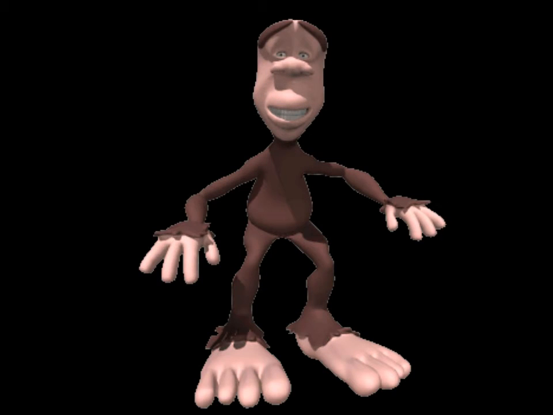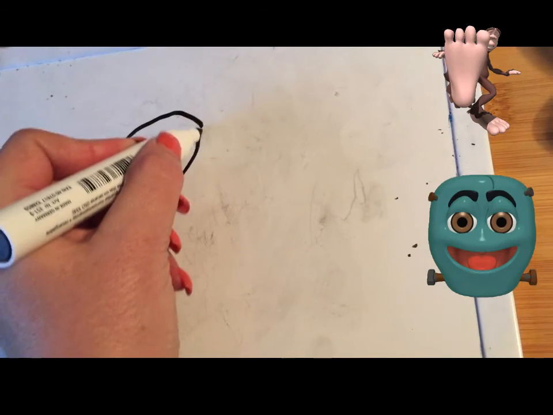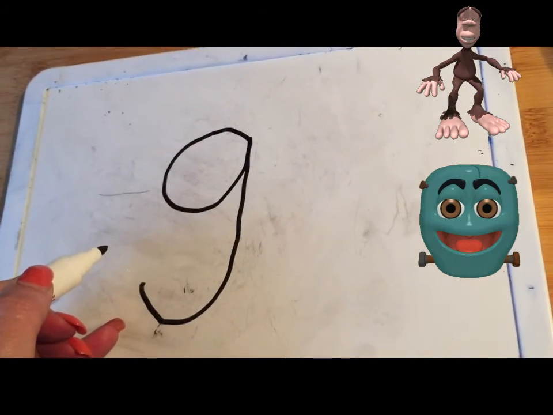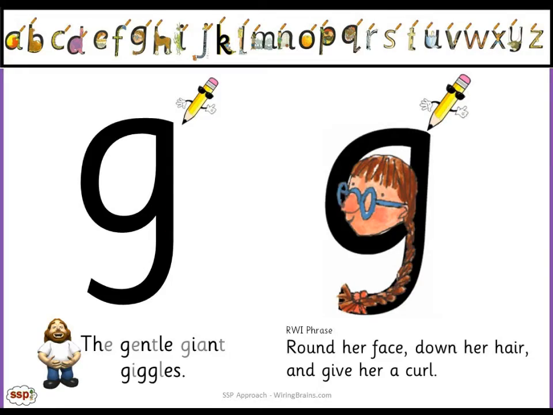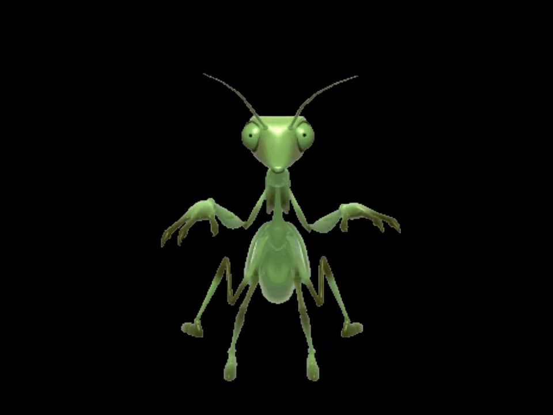Monster g and monster j. G or j. The gentle giant giggles. Round her face, down her hair, and give her a curl. Round her face, down her hair, and give her a curl. Rub it off. Are you ready?